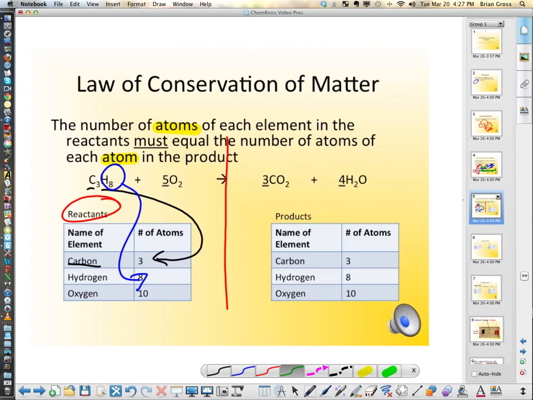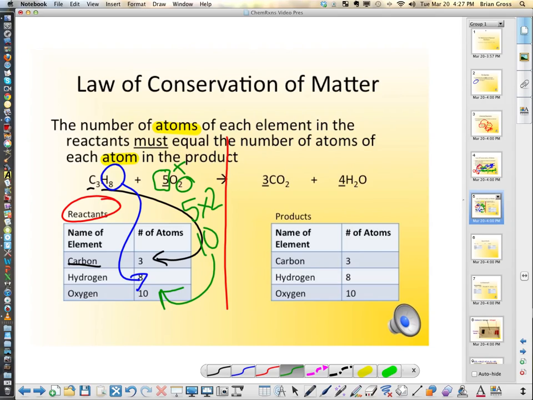And lastly, we see something a little different. This number out in front, this 5, that's called a coefficient. And when you see a coefficient, you multiply that number by the subscript. So 5 times 2, everybody at home say it with me, is 10. So 10 is the number that goes here.